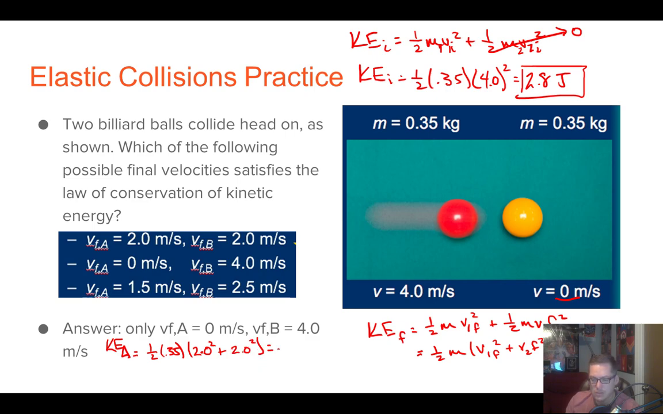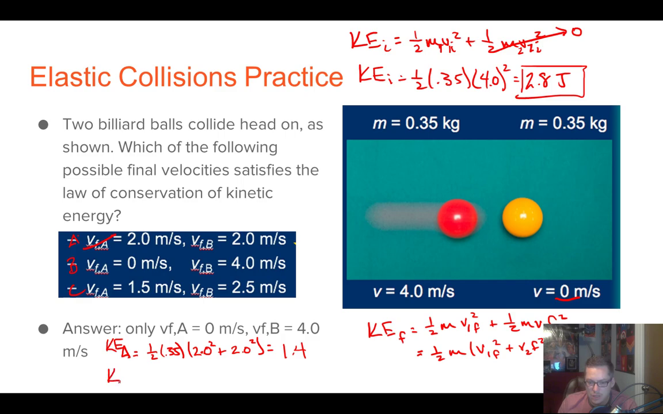So 0.5 times 0.35 times (2 squared plus 2 squared), so that's 8. So we get 1.4. So this doesn't hold true. This one, no good. This guy doesn't hold true.